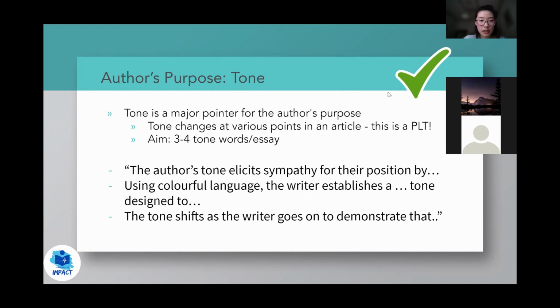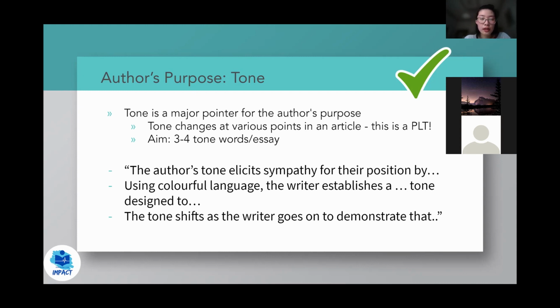All right, so our next slide is about tone. And I think tone is a major pointer to help us figure out the author's purpose as well. You see in really good analysis that they analyse tone in many different stages of the essay, because they acknowledge that the tone changes at various points within an article. So as a ballpark, I would aim for 3 to 4 tone words per essay.